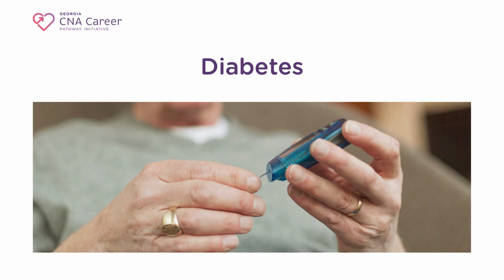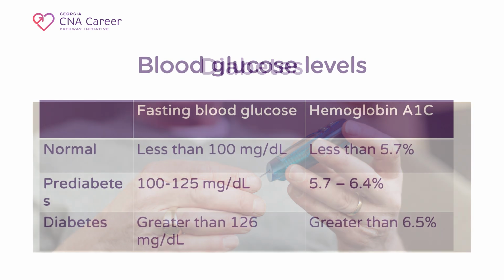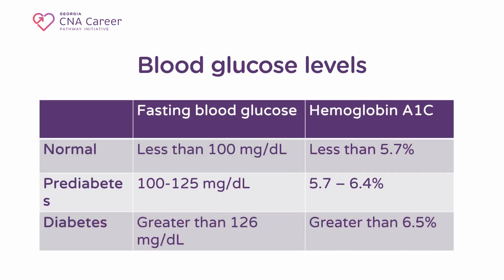Screening for diabetes typically involves measuring fasting blood glucose levels and hemoglobin A1C, glycated hemoglobin, levels. These tests help diagnose and monitor diabetes and its management. Here's an overview of both tests. The fasting blood glucose test measures the level of glucose, sugar, in your blood after an overnight fast, usually 8 hours. This test provides information about your blood sugar levels at a single point in time.